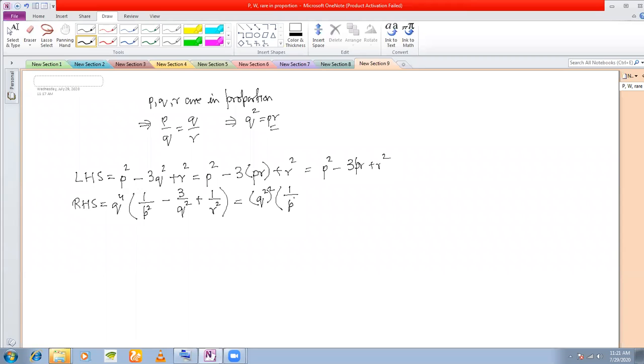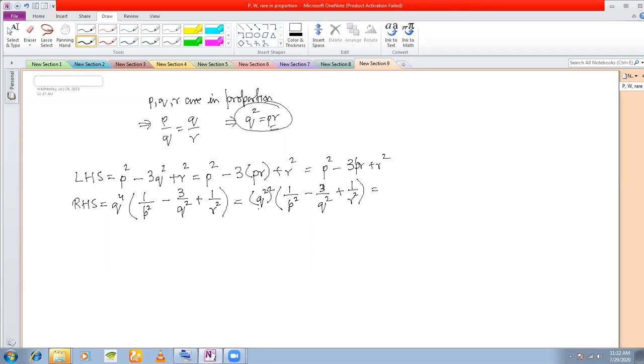1 by P square minus 3 by... Sir, yes. Sir, in LHS you wrote P square minus 3PR. Sir, it is written minus Q square, from where did PR come? Q square is equal to PR. Since P, Q, R are given to be in proportion, Q square must be equal to PR. Yes.